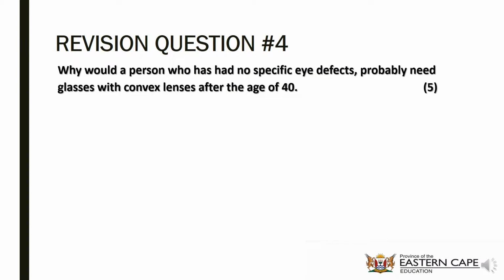And the last question. It's a very interesting question, because it makes us think. It's one of those where you need to think through your answer. The question says, why would a person who has had no specific eye defects, in other words, they're not short-sighted, they're not long-sighted, probably need glasses with convex lenses after the age of 40? Remember, convex lenses.